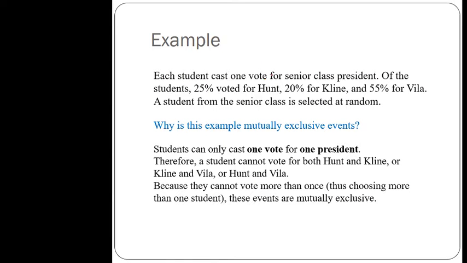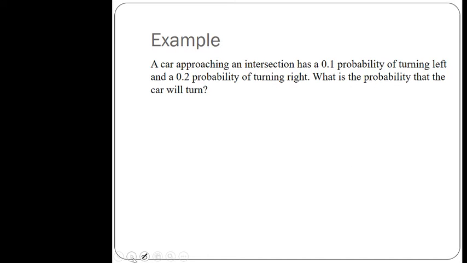And that is different from an inclusive event, which we're going to find out about in a bit, where it is possible that one or more things have outcomes in common. So consider this example for a mutually exclusive event. A car is approaching an intersection and it has a 0.1 probability of turning left and a 0.2 probability of turning right. What is the probability that the car will turn?